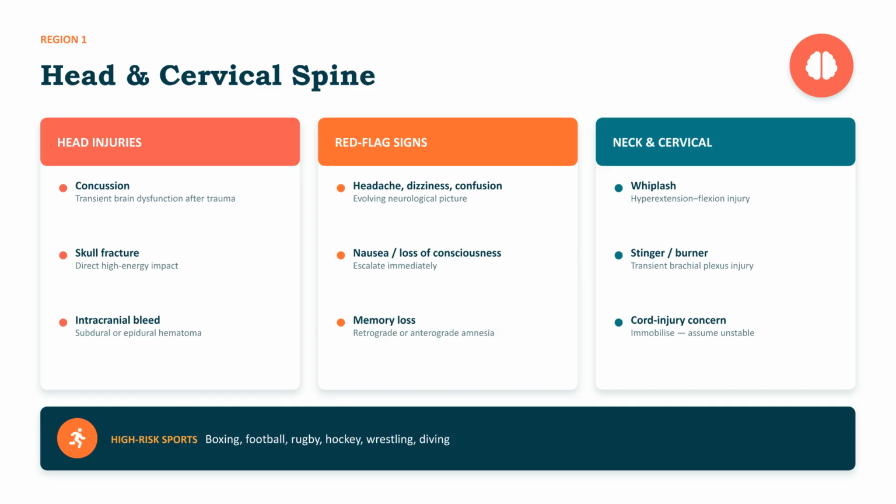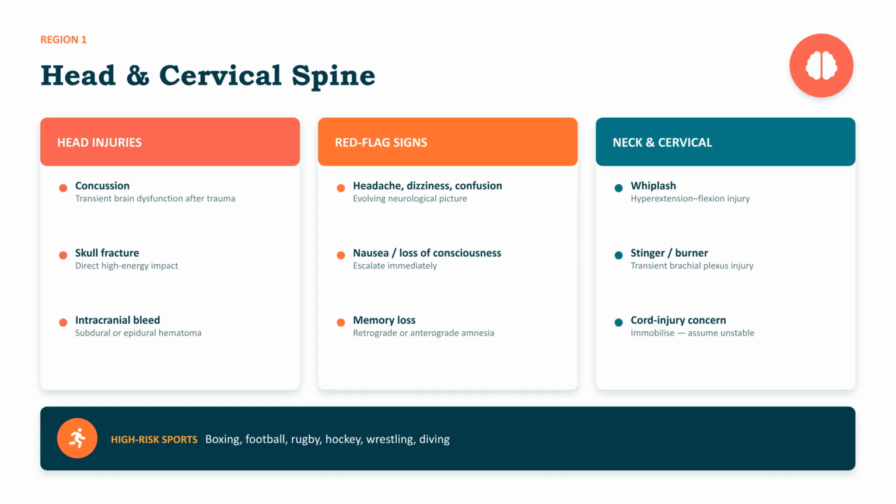Head and neck injuries are relatively less common than lower limb injuries, but they're the most dangerous. Head injuries include concussion, transient brain dysfunction after trauma, skull fracture, and intracranial bleeding. Red flag signs include headache, dizziness, confusion, nausea, loss of consciousness, and memory loss, either retrograde or anterograde amnesia. Any evolving neurological picture needs immediate escalation.